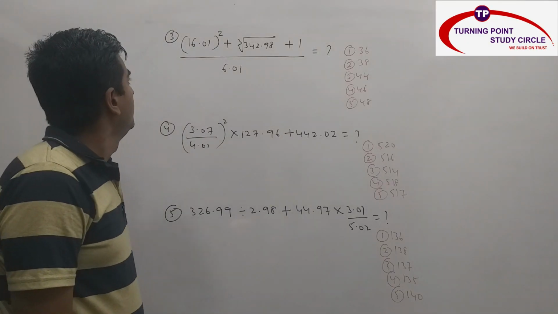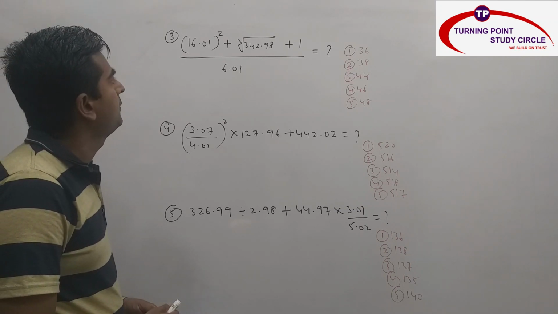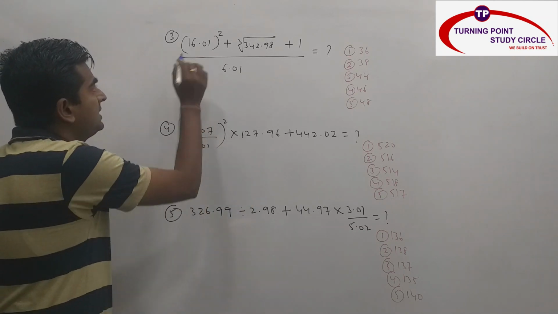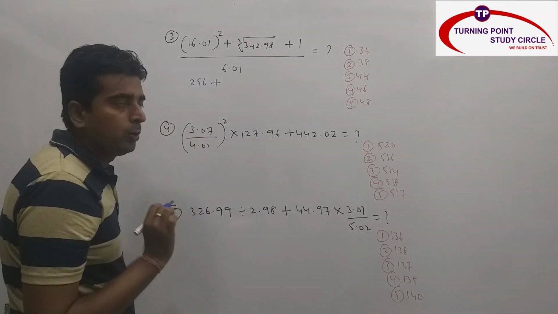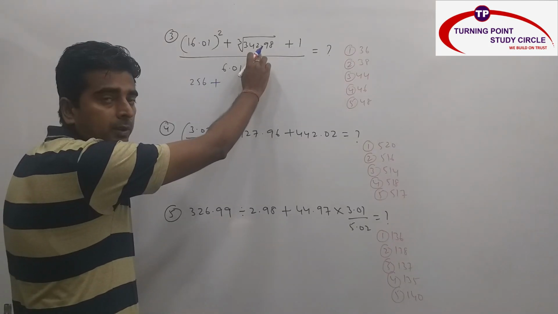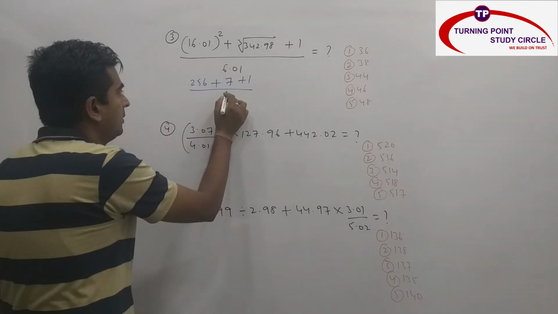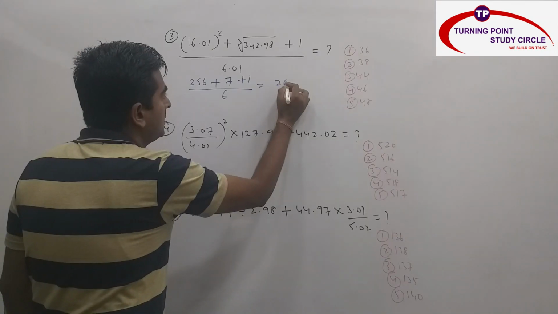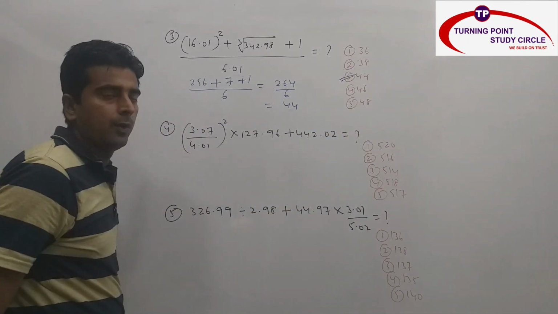Now we will see the third one. Whole 16.01 whole square plus cube root of 342.98 plus 1 whole divided by 6.01. So 16.01 is 16, 16 square is 256, plus cube root of 342.98. 342.98 is nothing but 343. Cube root of 343 is 7, plus 1, divided by 6.01 is 6 only. So this is nothing but 256 plus 7 is 263, plus 1 is 264 by 6. 6 4s are 24. So my answer is nothing but 44.